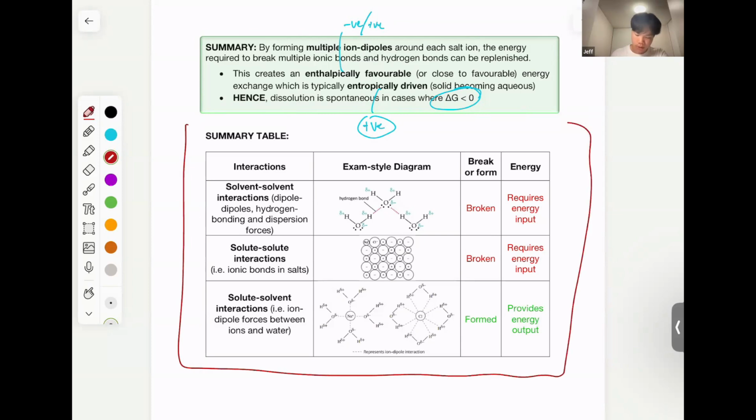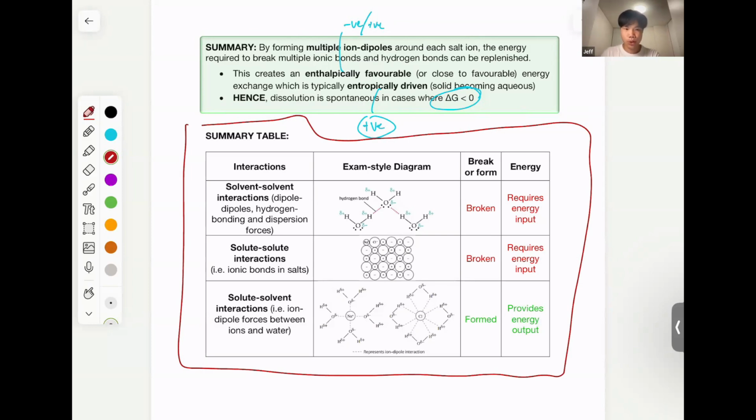A good summary table is here. Word of advice, the step up from year 11 to year 12, one of those steps up is that in your responses, you're often expected to draw diagrams, and they can actually request include a diagram, include 2 diagrams even.